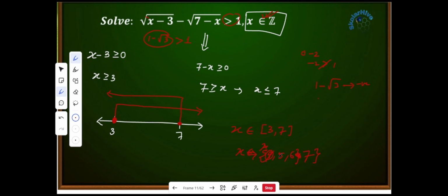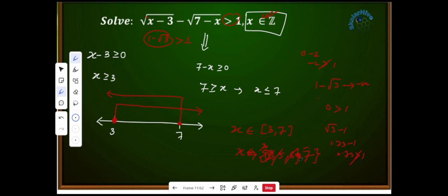The same way, if you are going for 5, 5 minus 3 is 2, so root 2, and here 7 minus 5 is also root 2. So root 2 minus root 2 is 0, and 0 won't be greater than 1. So this is also not possible. This way, if we check for 6 also, 6 minus 3 is 3, root 3, minus over here 7 minus 6 is 1. So root 3 minus 1 means 1.73 minus 1, this is 0.73, which is not greater than 1, right? So this is also not possible.